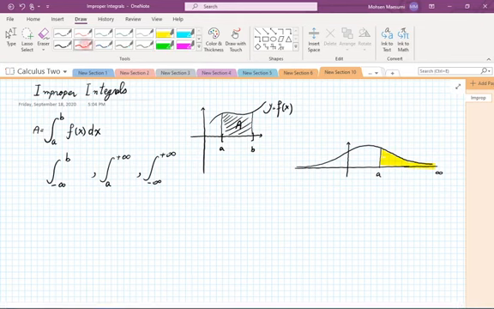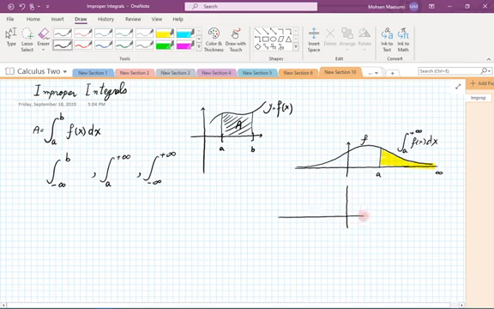How about starting somewhere here? Let me draw another picture so things don't get mixed up. So this is going to be a representation of A to plus infinity. This is your function f of x dx. We are looking at calculating this yellow area.